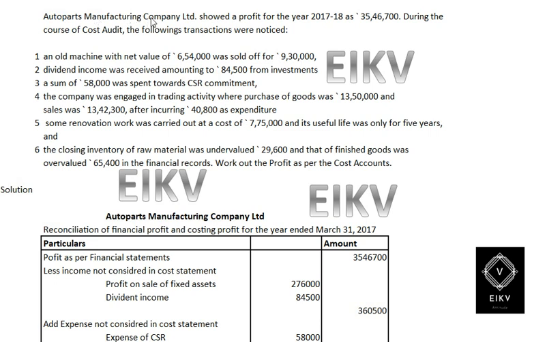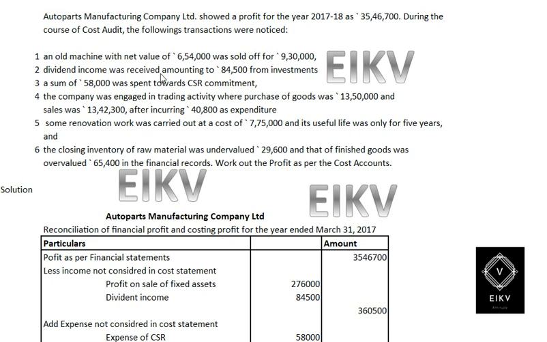So in this illustration, Auto Part Manufacturing Company Limited shows a profit for the year 2017-18 as 35,46,700. The company is under the cost audit and the following details of the company have been given. Some of the details are: number one, an old machinery with the net value of 6,54,000 was sold for rupees 9,30,000.